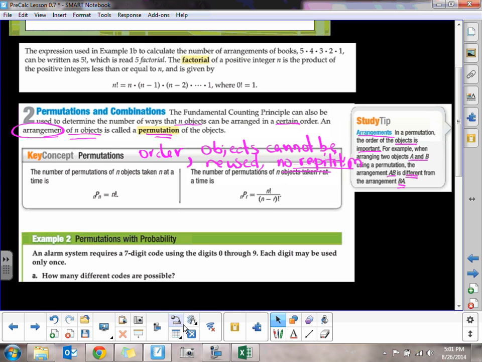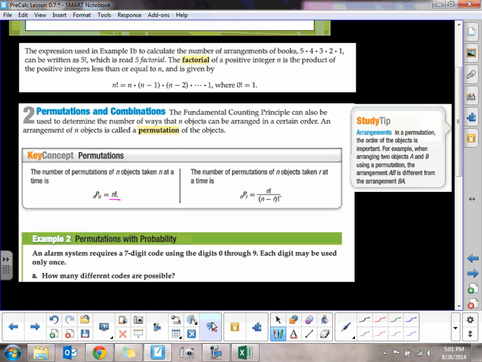In our key concepts area, it says the number of permutations of n objects taken n at a time is represented by n factorial. So this is the representation of a permutation of n objects taken n at a time. So you're going to use all the objects and put them in an arrangement, such as what we did here. We had 5 books. We were going to place all 5 books on the shelf, so we chose to use all 5 books taken 5 at a time. And that is nothing more than 5 factorial, which we've already done.